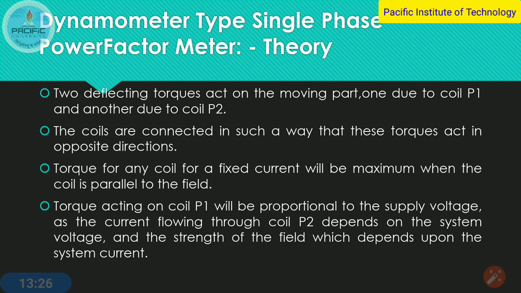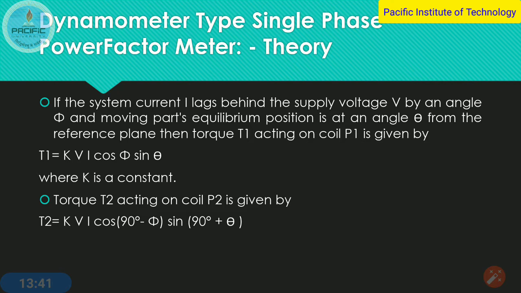Right? As the current flowing through the coil P1 depends upon the system voltage, and the strength of the field depends upon the system current. Now, if the supply current I lags behind the supply voltage V by an angle phi, and the moving part's equilibrium position is at an angle theta from the reference plane, then the torque T1 acting on the coil P1 is given by T1 equals K, a constant, times voltage V multiplied by current I multiplied by cos phi sin theta, where cos phi is the power factor, phi is the phase angle difference between the voltage and the current, and theta is the angular deflection.